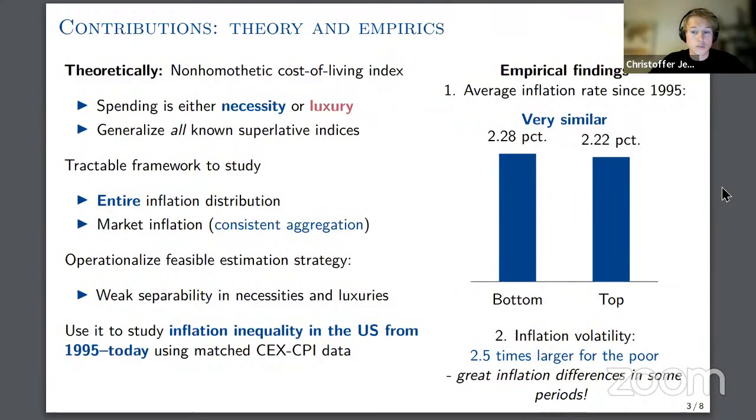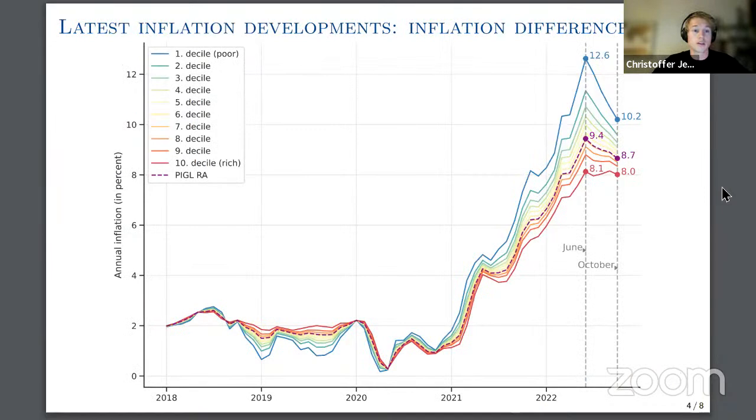That is particularly true if we zoom in on what has been going on recently. In this figure, I show you the recent inflation developments for different decile groups, so different points on this inflation distribution. And what you see is that in October, the most recent month for which we have numbers, the inflation difference between the richest and the poorest is more than 2 percentage points. And if we go back to June, where inflation spiked for everyone, the difference amounts to 4.5 percentage points. So there are indeed periods in time where inflation differs a lot between households.